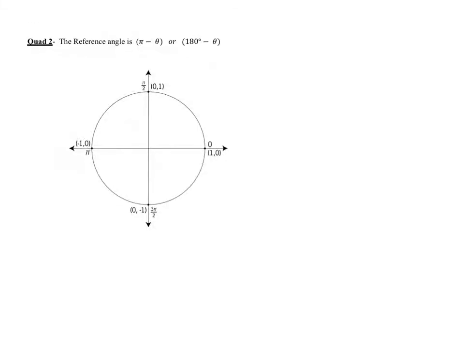Now let's look at quadrant 2. So for quadrant 2, this would be an angle that has a terminal side that is located in quadrant 2. So our reference angle is the space that lies between pi and the actual terminal side. Right there, we need to find what this angle represents. So like I said, the angle started at the beginning, which is the positive x-axis, and it ends in quadrant 2.